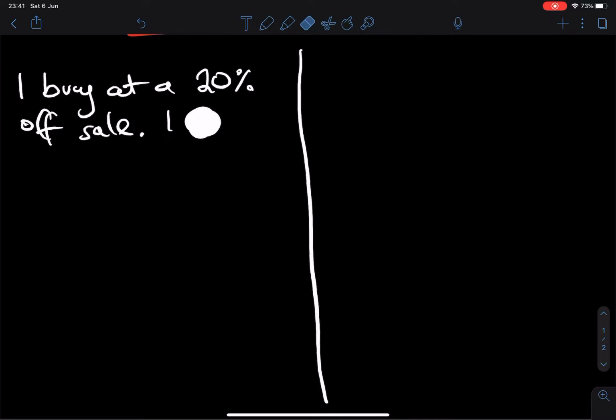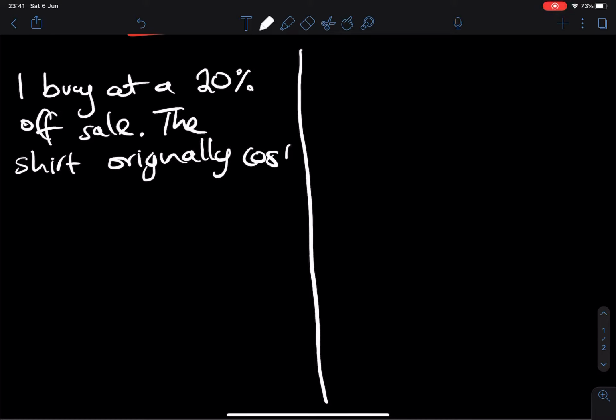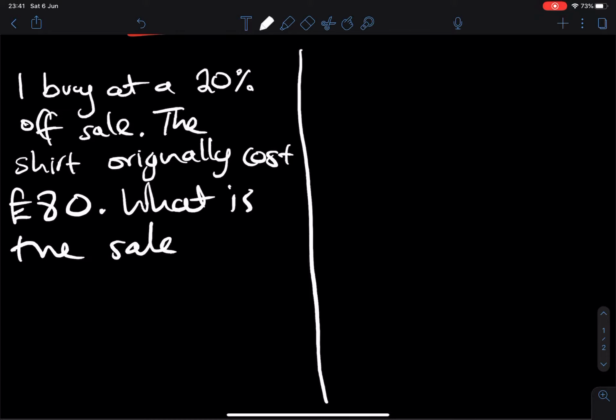Let's say the shirt originally cost £80. What is the sale price?